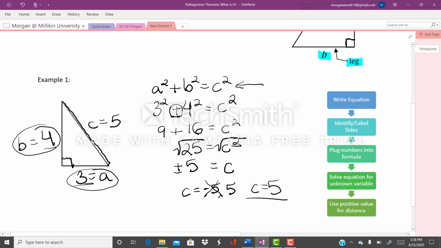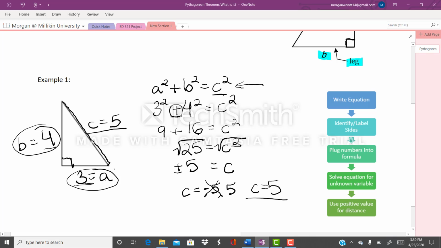So it doesn't matter if I put my 4 as A and my B equal to 3. I would still get the same answer. What matters is that C always represents our hypotenuse. I'm going to say it again. C is always equal to our hypotenuse, and that is by itself on the right side of the equation over here.